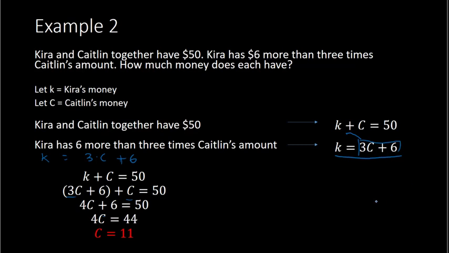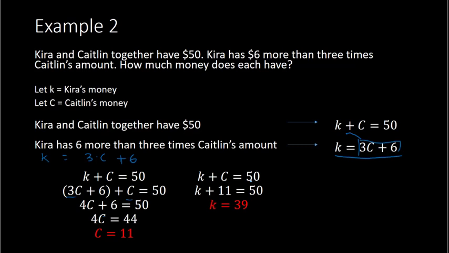So if C is 11, I can use either equation and plug C back in to find K. So using the first one, K plus C is 50. We plug an 11 in, so now we have K plus 11 is 50. Subtract 11 from both sides, K would equal 39. So Caitlin's amount is $11 and Kira's amount is $39.